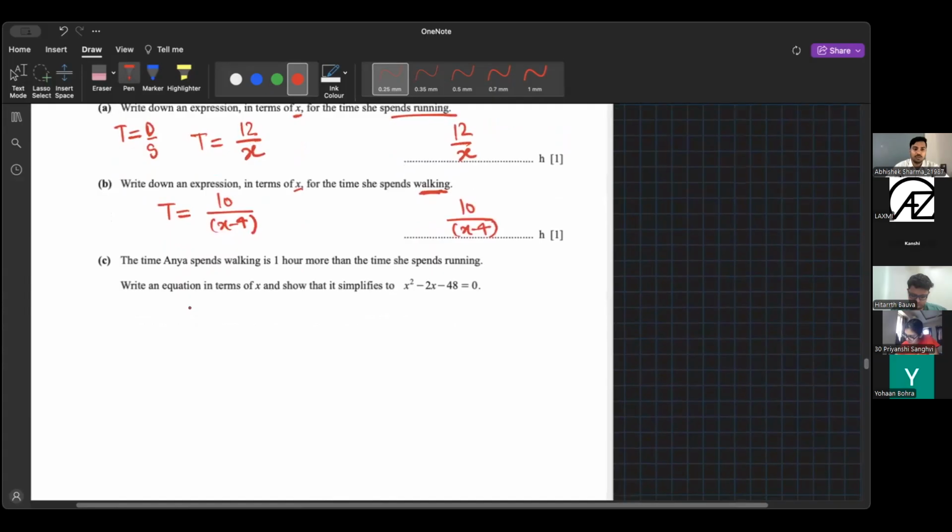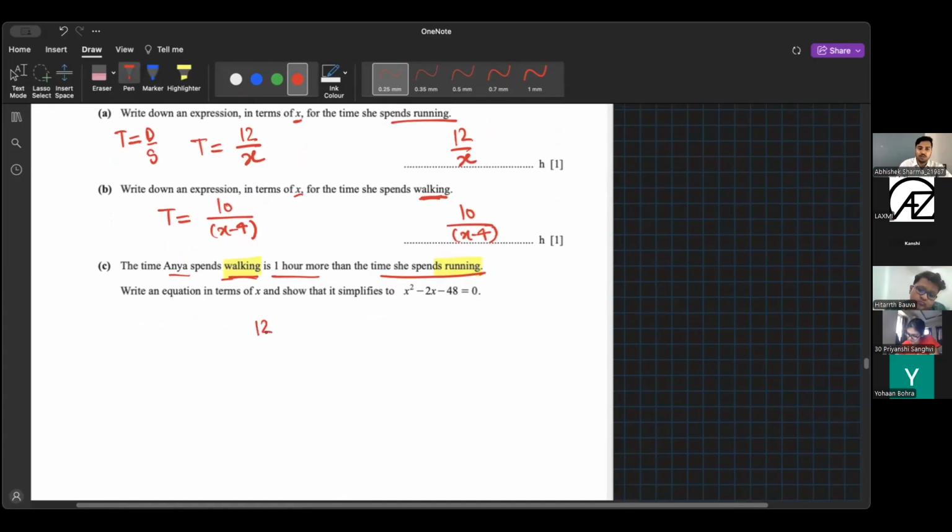It's a 4-marker question. It says the time Anya spends walking is 1 hour more than the time she spends running. So see, this is how we will frame the equation. First, list down the time for both of them: 12 upon x and another one is 10 upon x minus 4. This is for running and this is for walking, right? They clearly mentioned that the time Anya spends walking is 1 hour more than the time she spends running.